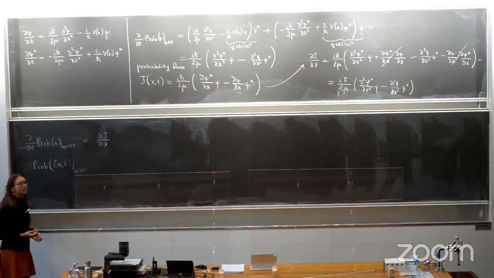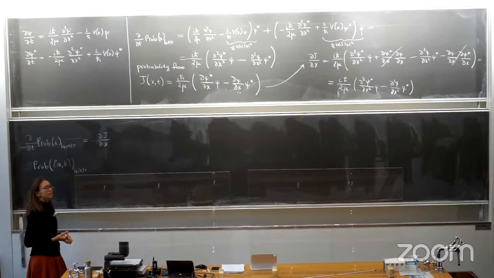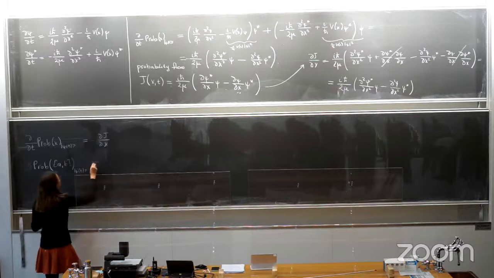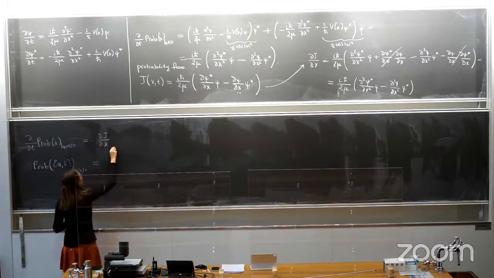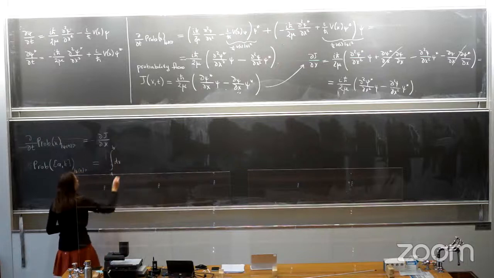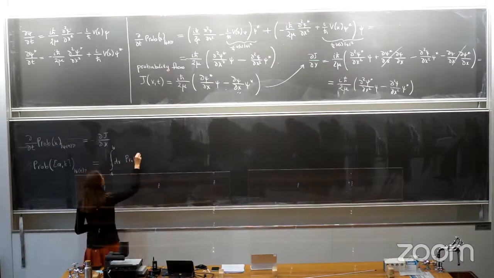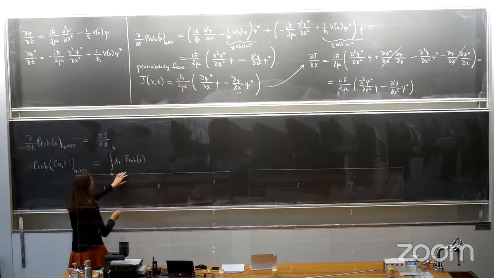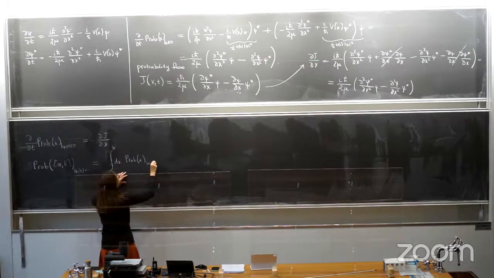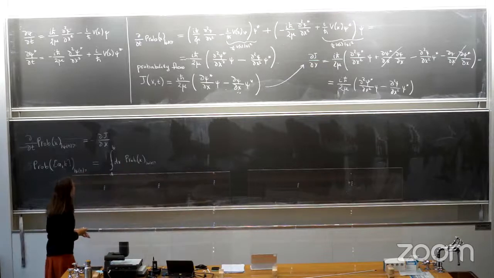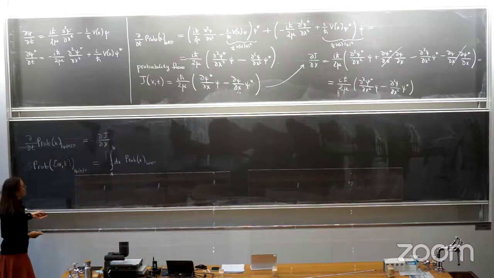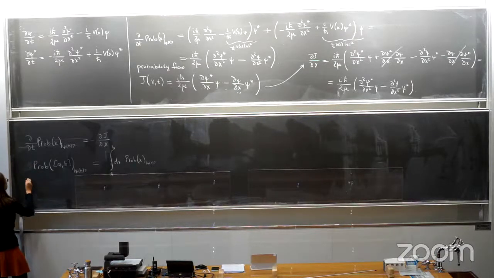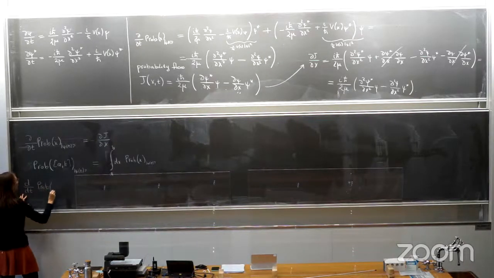We need to write the integral, right? So the integral from a to b dx of the probability to find it at x given the state psi of t. Right? So now what we want to calculate is the d by dt of this object.